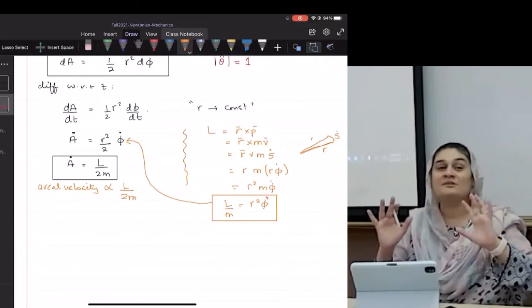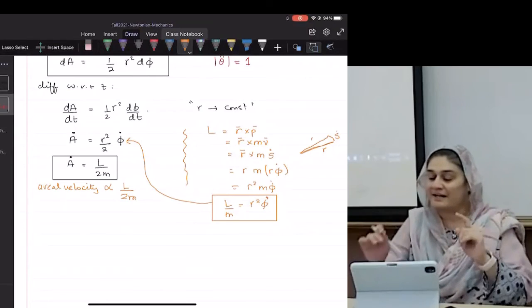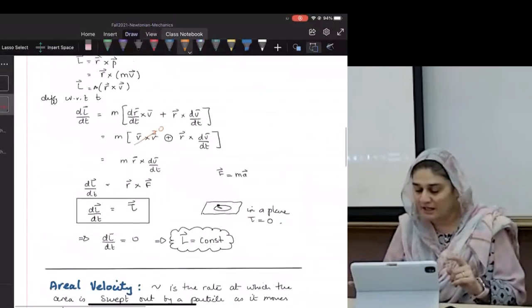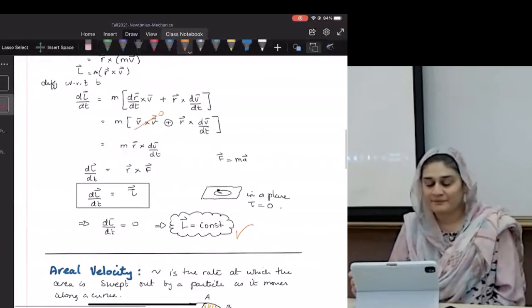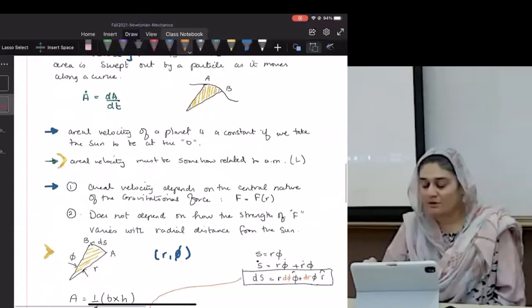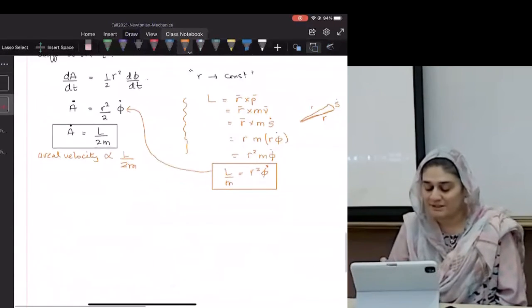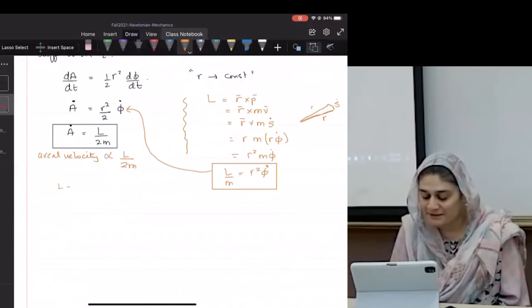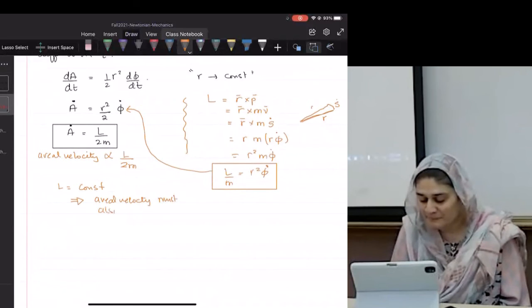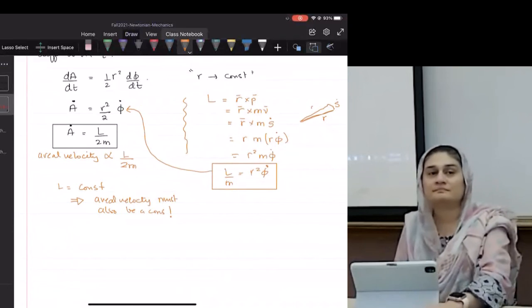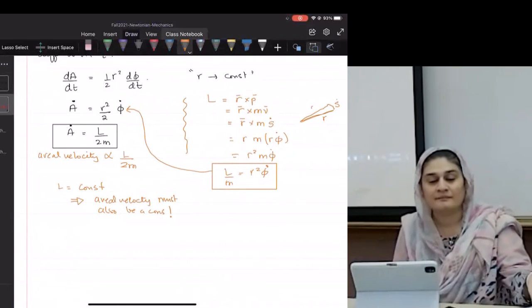Now, we said angular momentum was a constant here, right? Yes. So what does that tell you about areal velocity? If L is a constant, that implies by default that areal velocity must also be a constant. Woohoo! That's actually kind of fun.